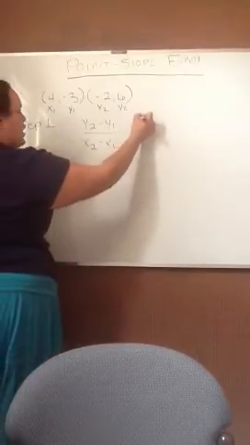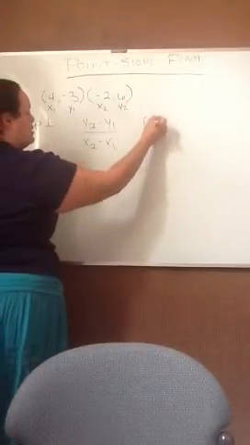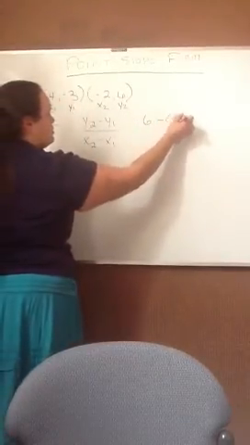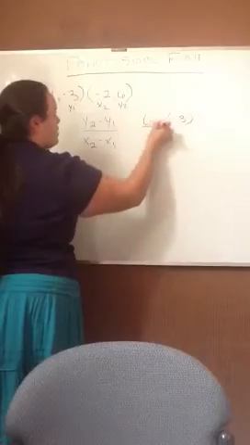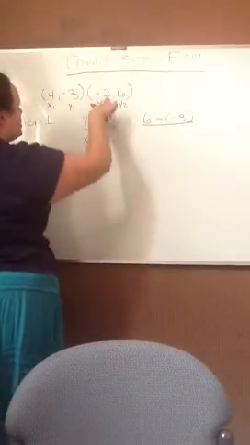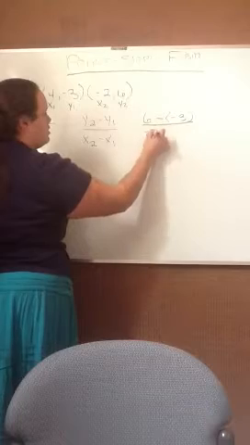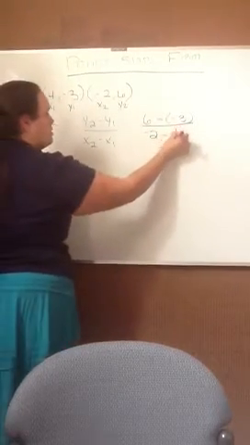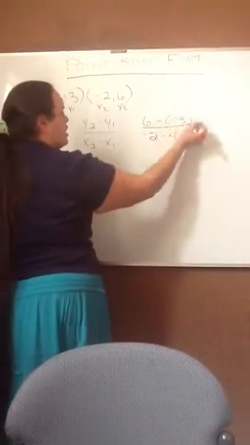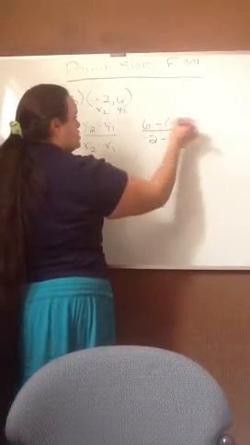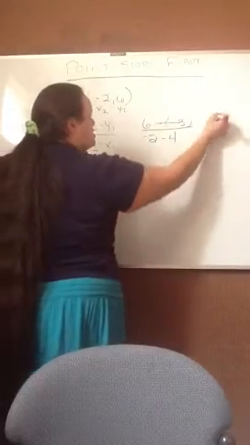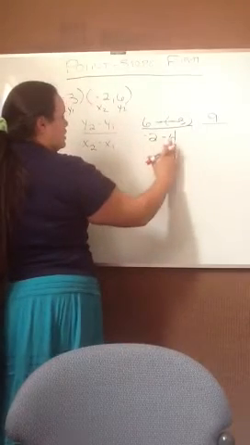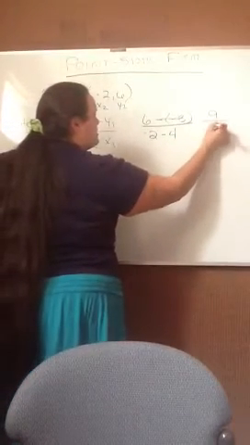Okay, so it's y2 is 6 minus y1 is -3 over my value for x2 is -2 minus my value for x1 is 4. The double negative turns into a positive, so I add 6 and 3 for 9. And I have a -2 and a -4, which gives me -6.